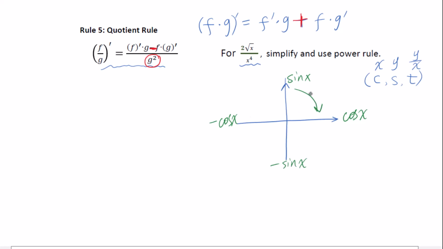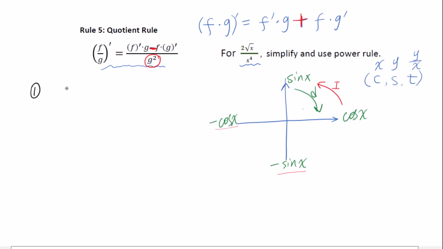Going clockwise helps us remember the derivatives of sine and cosine. The derivative of sine x is cosine x. The derivative of cosine x is negative sine x. The derivative of negative sine x is negative cosine x. The derivative of negative cosine x is sine x. Then going counterclockwise helps us remember the integrals of sine x and cosine x. We will learn this later on.